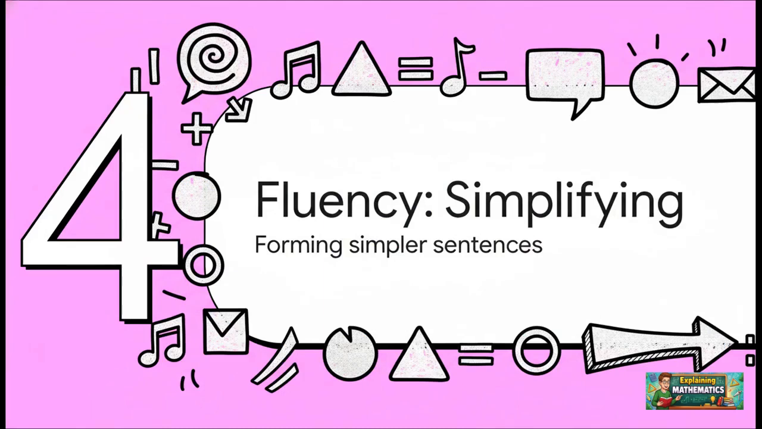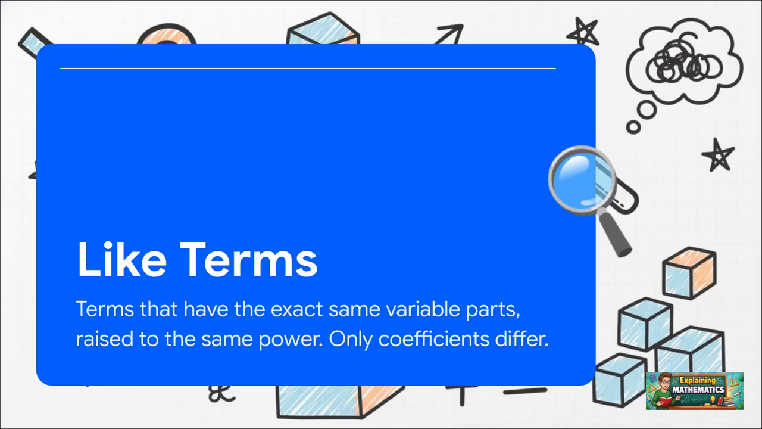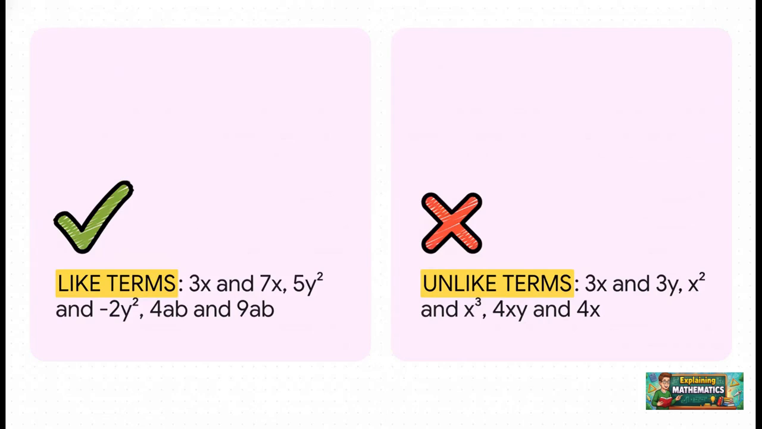Okay, so we've got the grammar and the vocabulary. What's the next step in learning any language? Gaining fluency, right? Being able to say things more efficiently. In algebra, we call this simplifying. The whole secret to simplifying is this idea of like terms, and the rule is actually really simple. Terms have to have the exact same variable parts, raised to the exact same power. It's really just the apples and oranges idea. You can add 3 apples and 2 apples to get 5 apples, but you can't combine 3 apples and 2 oranges.